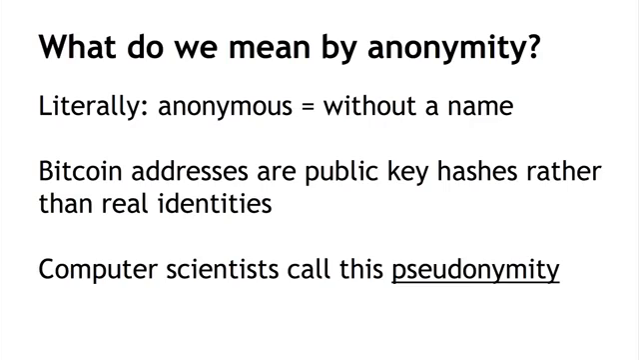But we can interpret this property of being without a name in two different ways. We can interpret it as interacting without your real name, or we can interpret it as interacting without any name at all. Now, if you interpret it as interacting without your real name, then certainly Bitcoin is anonymous in that sense. But we do have these public key hashes that act as some sort of pseudo-identities. And so when computer scientists look at the situation, they don't use the term anonymous to describe this. They call this pseudonymity. And there's a very clear difference between the two, and it's an important one, and we'll see why in a second.